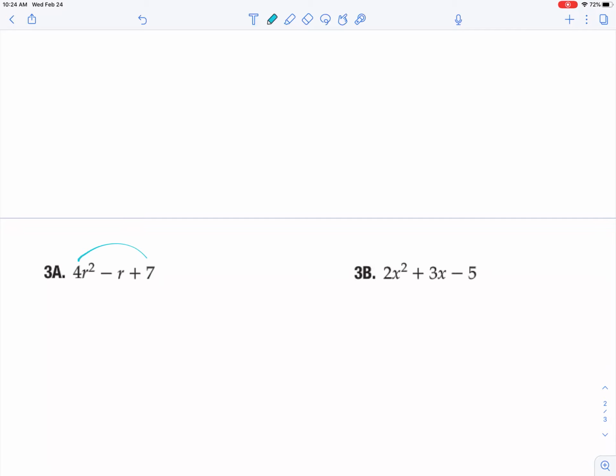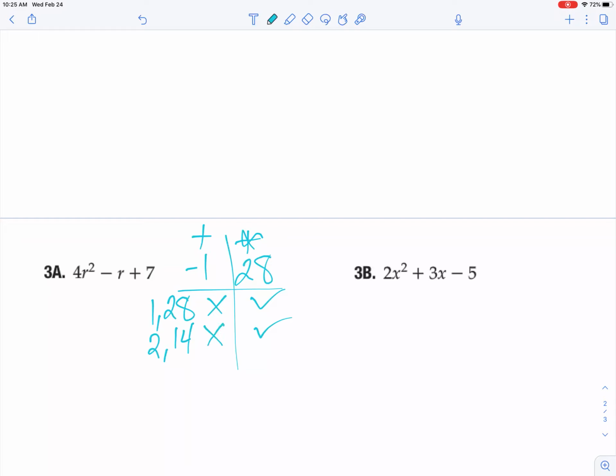So I'm going to multiply the 4 times the 7. That's how I get this here to be 28. And I'm adding to -1. Okay, and so let's see. Ooh. I'm thinking this may be prime. 3, nope.